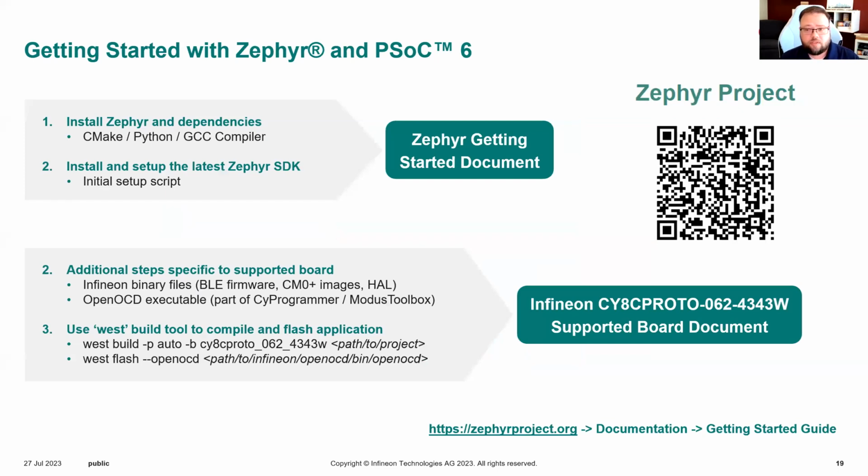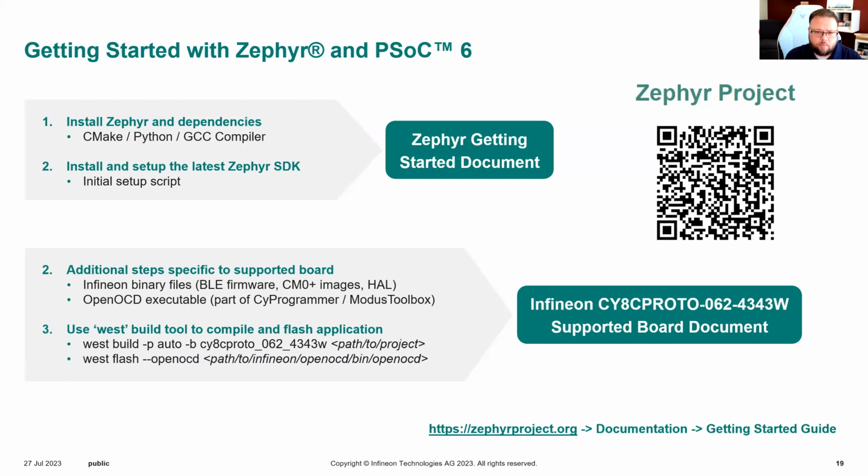So in terms of getting started with Zephyr, there are two main documents or resources that we'll point you to. First is the getting started document on the Zephyr project, the main project itself. So these are the same instructions that you would follow for any development kit you're getting set up and running with Zephyr. It's going to include two primary steps. You're going to install Zephyr itself and install the dependencies, like CMake, Python, a GCC compiler. Then you'll install and set up the actual Zephyr SDK. There's a one-time script that you'll run every time you update to a new SDK. So that gives us that base installation of Zephyr itself.